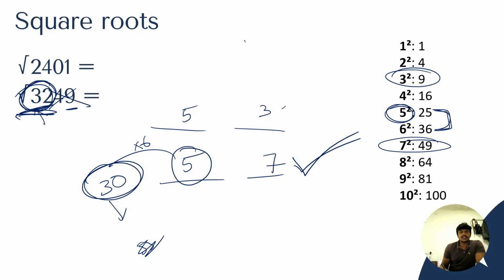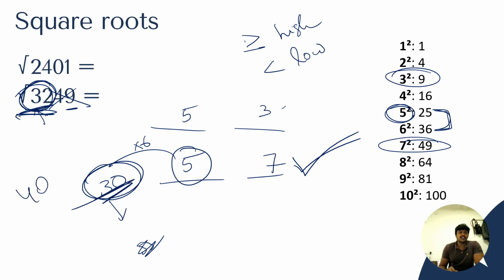So if the original number is higher or equal, you are going to take the highest number. If it is lower, you are going to take the lower number. Like let us take you are getting 40 here, but this is 32. Then you are going to take the lowest number like that.